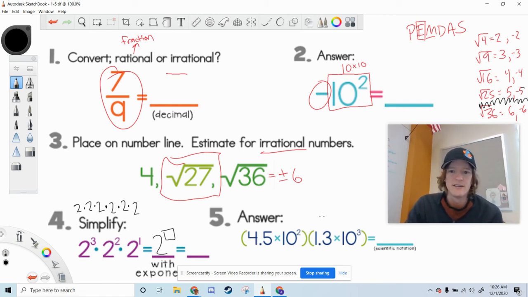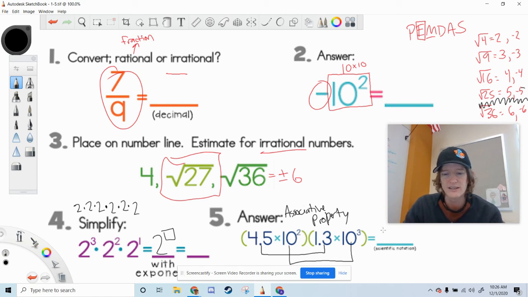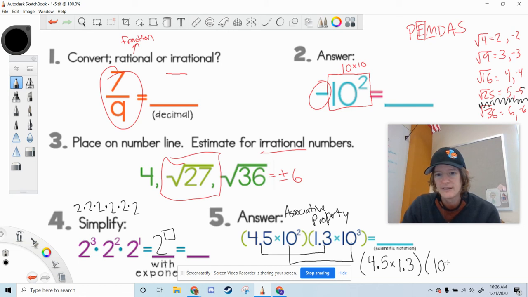Number 5, we're going to use the associative property. What we're going to do is say, well, actually, I can multiply these 2 things together, and then I can multiply these 2 things together. So I'm going to end up with 4.5 times 1.3. And I'm going to multiply that by 10 to the second times 10 to the third.